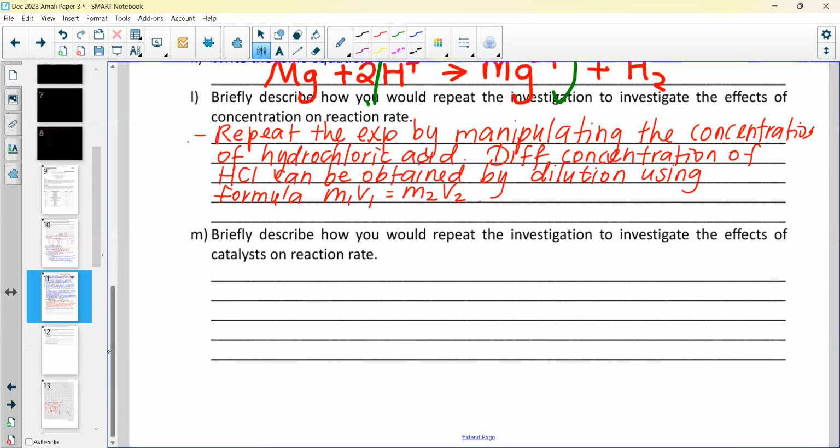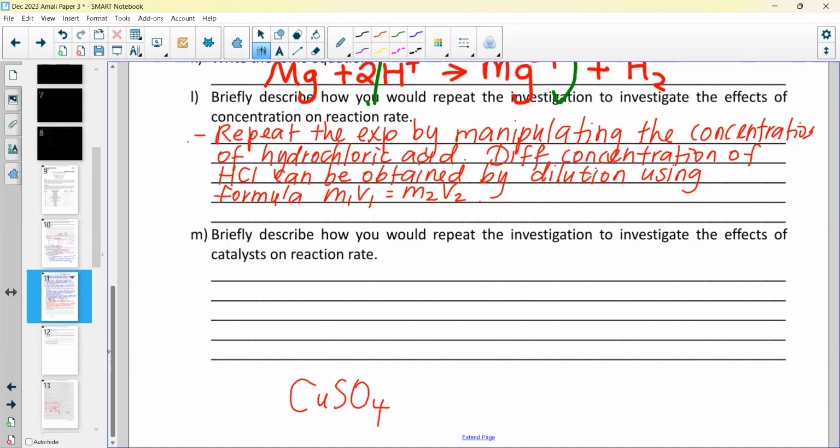Briefly describe how you can repeat the whole investigation to investigate the effect of the catalyst on the reaction rate. I forgot to buy, I should get some catalyst. What is a catalyst for acid plus reactive metal? Anyone remember? CuSO4. How much should we put?